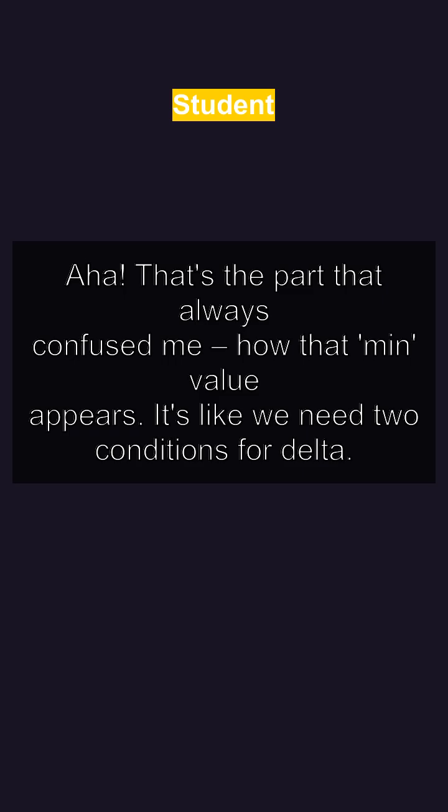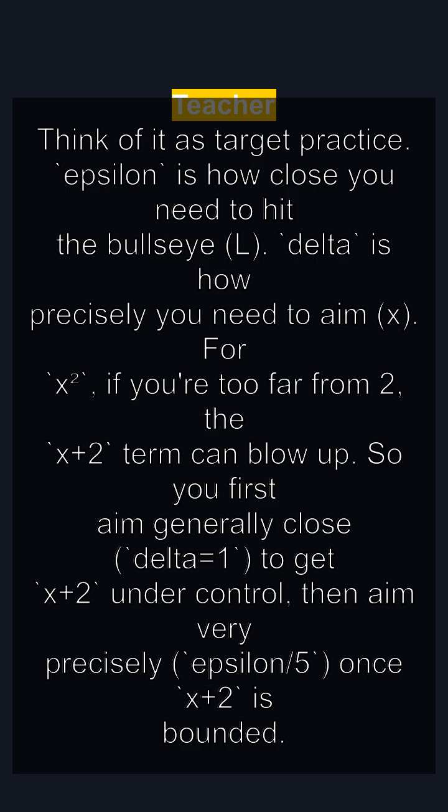It's like we need two conditions for delta. Think of it as target practice. Epsilon is how close you need to hit the bullseye, L. Delta is how precisely you need to aim, x. For x^2, if you're too far from 2, the x + 2 term can blow up. So you first aim generally close, delta equals 1, to get x + 2 under control, then aim very precisely, epsilon/5, once x + 2 is bounded.